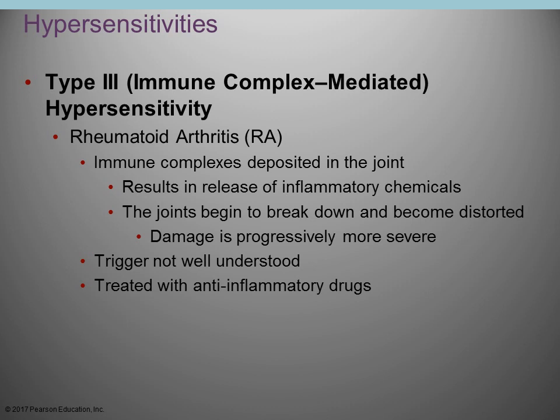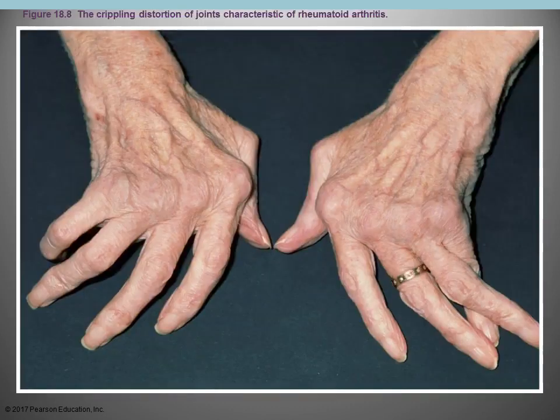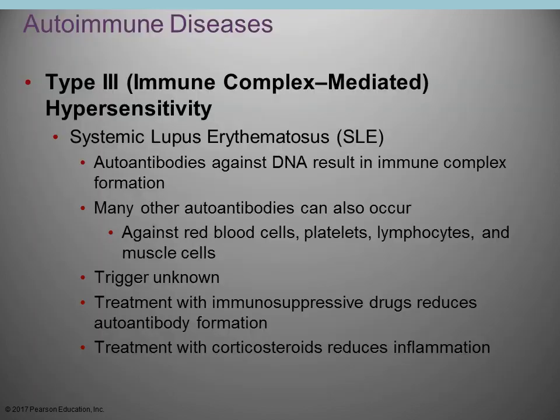Damage usually starts mild but can progressively become more and more severe with time. We don't know exactly how this starts. It can be treated with anti-inflammatory drugs, and this can lead to very severe deformities basically at the joints, as shown in the hands here.